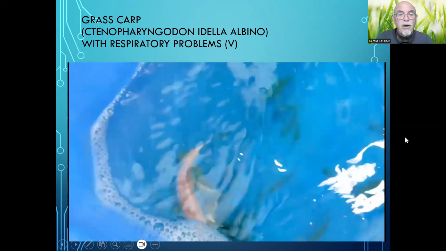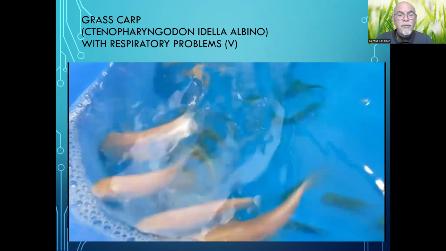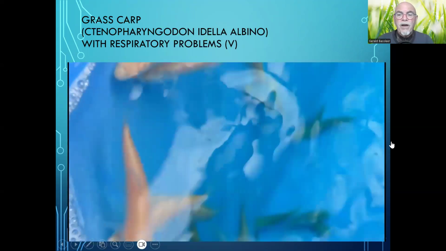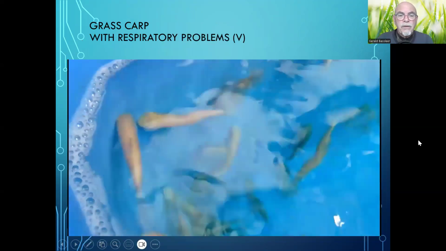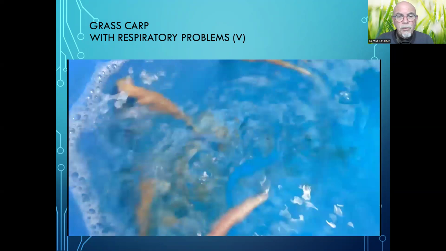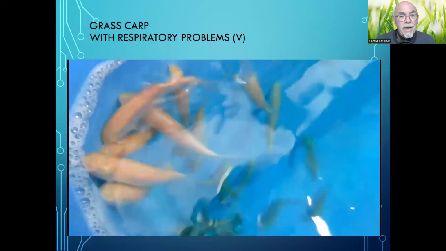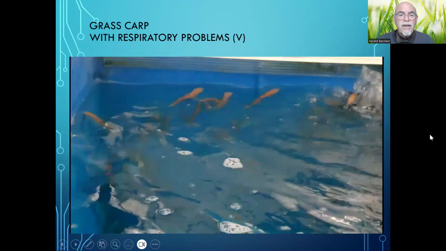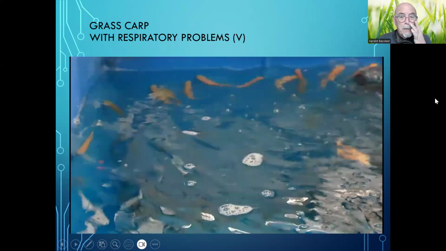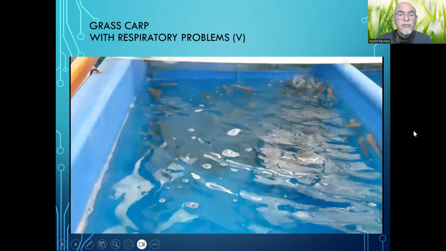Here we see the grass carp, the Ctenopharyngodon idella albino, with respiratory problems, gasping for air at the surface. They're suffering. They're not swimming normally like a grass carp would do in a group, but these were, well, how can I say, gasping for air. And then we see the end of the aquarium. You can see the same thing happening here. The fish were very nervous. Something was really troubling their gills. We were very curious to see what we could find.